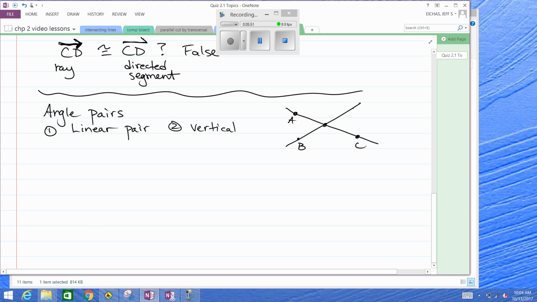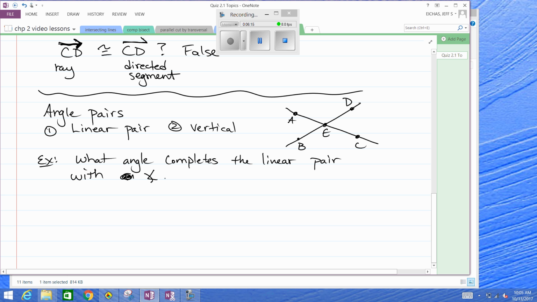Right? If I give you all these letters, okay, what I might ask you is one of the example questions. The sample question is, what angle completes the linear pair with angle AED? You know, so we're looking for that.